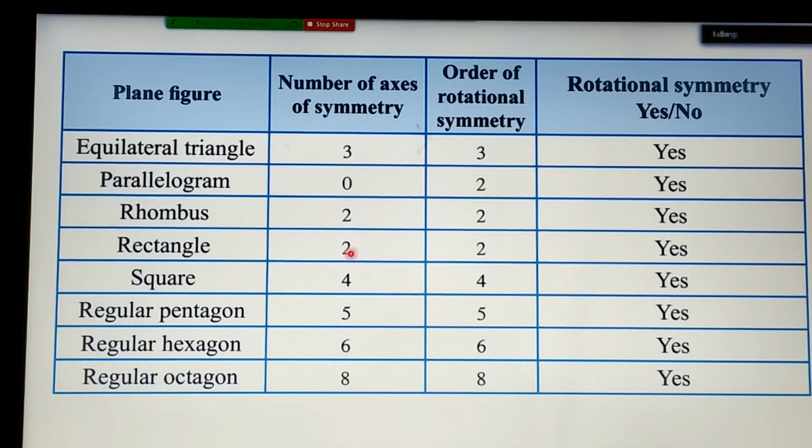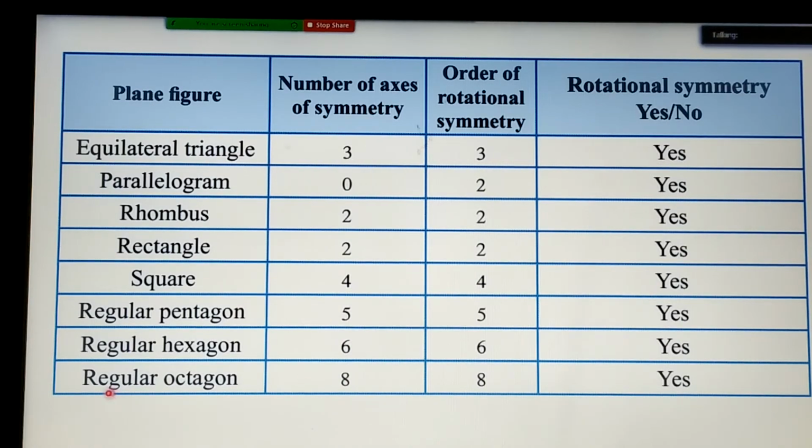Rectangle, number of axes of symmetry 2. Order of rotational symmetry also 2. So it means it has rotational symmetry. Square shape, number of axes of symmetry 4. Order of rotational symmetry also 4. It means it has rotational symmetry. Regular pentagon, it means 5 axes. Regular hexagon 6 axes. Regular octagon, number of axes of symmetry 8.